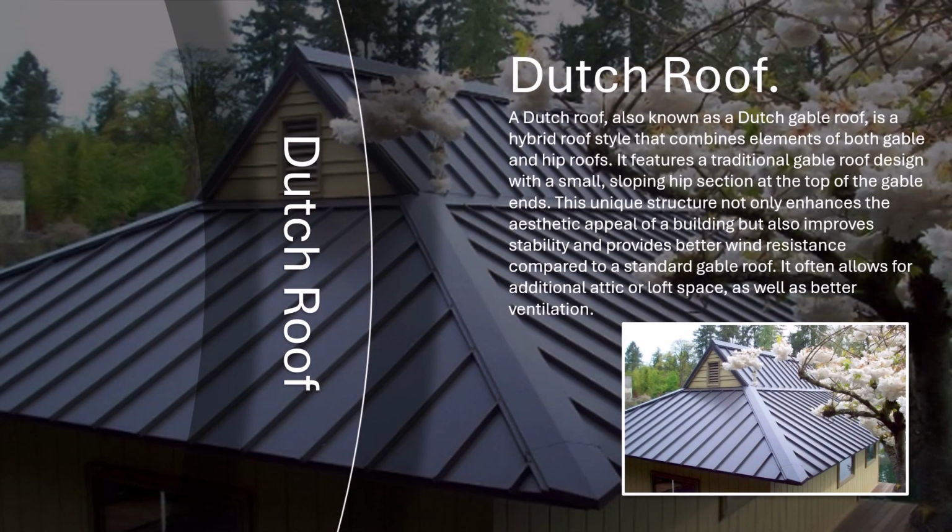Dutch roof. A Dutch roof, also known as a Dutch gable roof, is a hybrid roof style that combines elements of both gable and hip roofs. It features a traditional gable roof design with a small, sloping hip section at the top of the gable ends. This unique structure not only enhances the aesthetic appeal of a building but also improves stability and provides better wind resistance compared to a standard gable roof. It often allows for additional attic or loft space, as well as better ventilation.